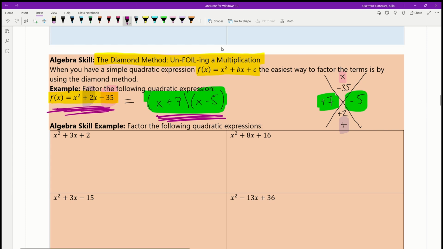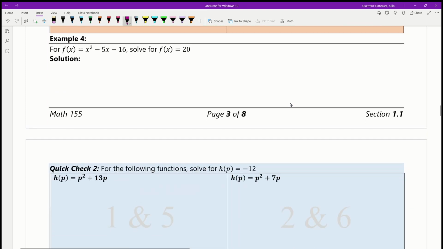Okay, let's move on. We'll leave the examples for our class time. Now, the reason why we need this is for this right here. Suppose we had a function. We know how to evaluate a function. But sometimes we need the value that needs to be evaluated to get a specific result.